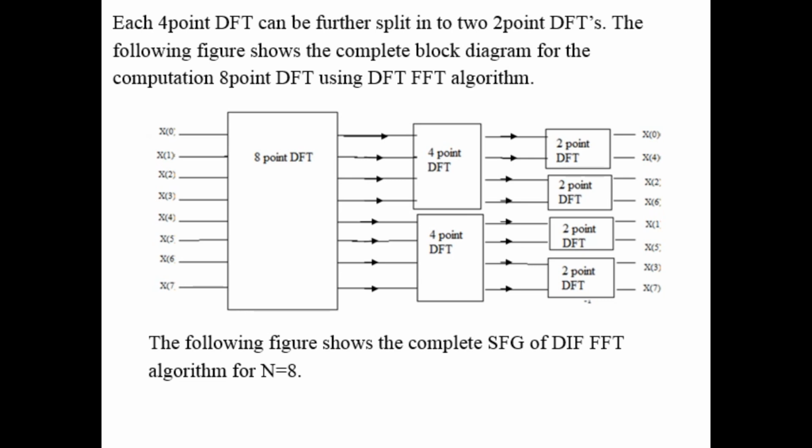DIF FFT algorithm. So here we are going to decimate 8-point into two 4-points and 4-point DFTs into each two 2-point DFTs. Input is in the normal order, output is in the bit reversed order. The following figure shows a complete signal flow graph for DIF FFT algorithm for N equal to 8.